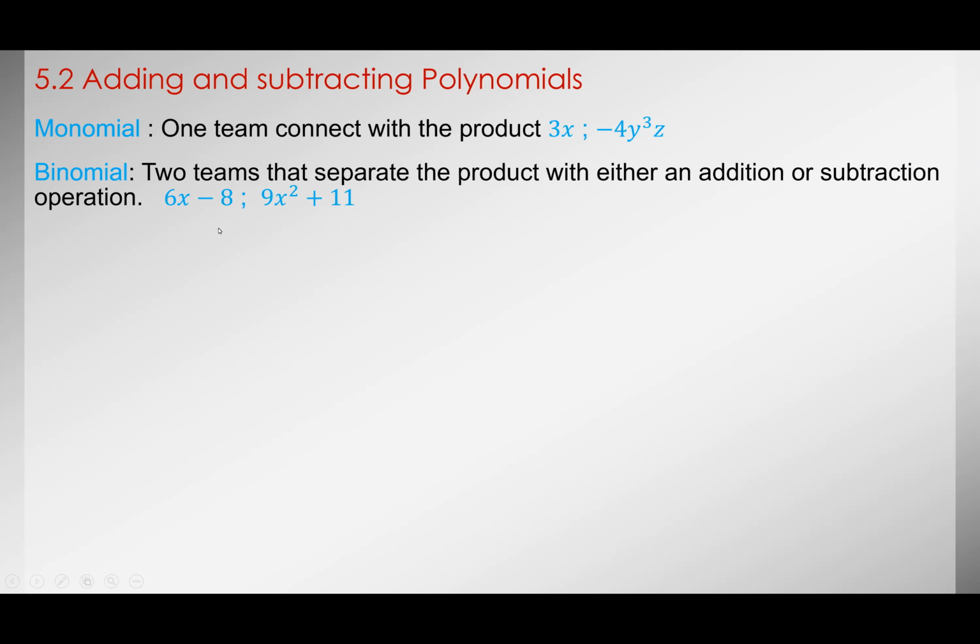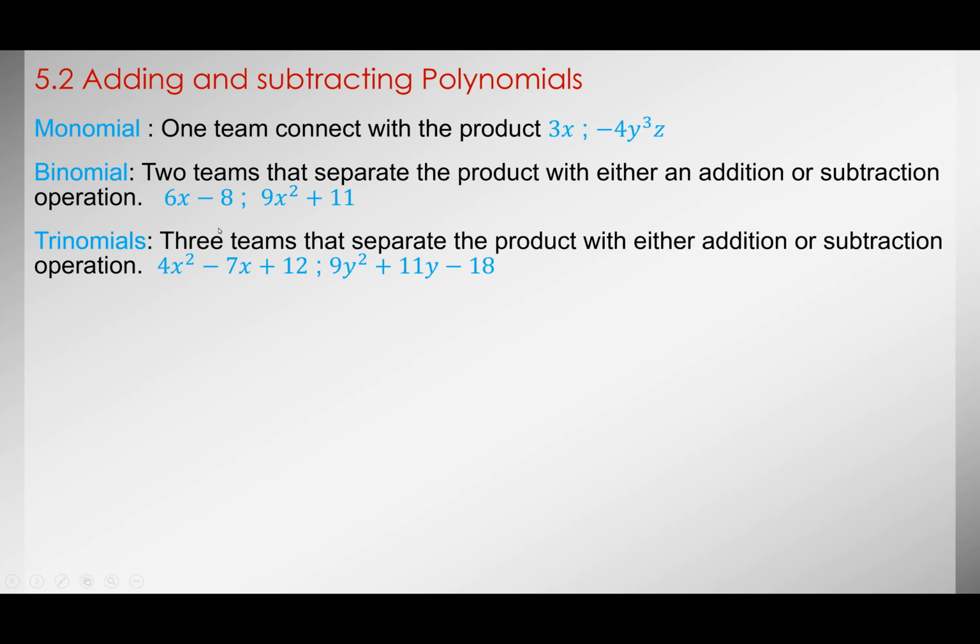And if separated by addition or subtraction, we add another term to our item, then a trinomial means we have 3 terms, tri meaning 3. So as you can see, we have 4x squared minus 7x plus 12. That is one trinomial. Or we have 9y squared plus 11y minus 18. So as long as they are separated by addition or subtraction, we will have another term, okay?